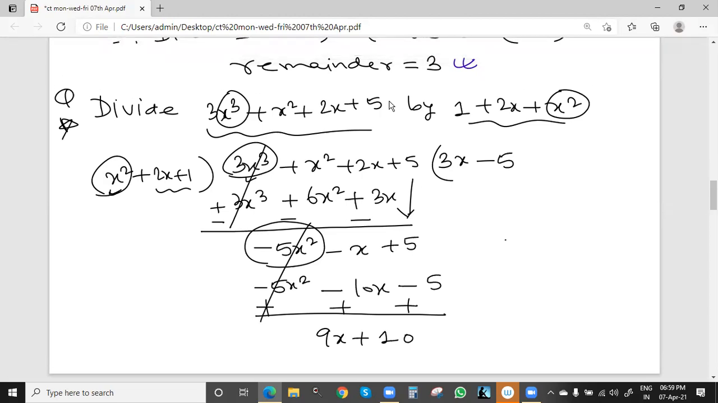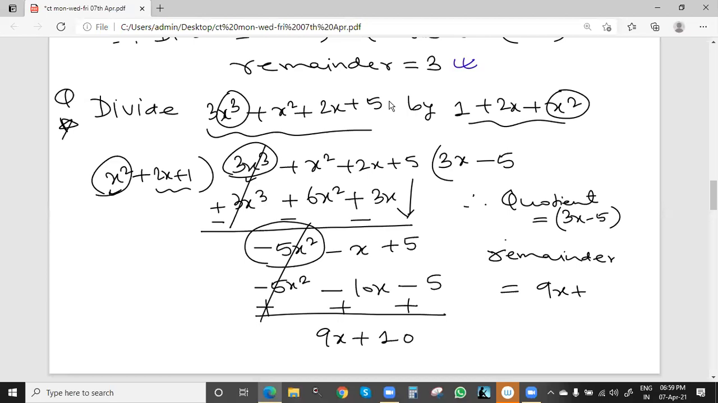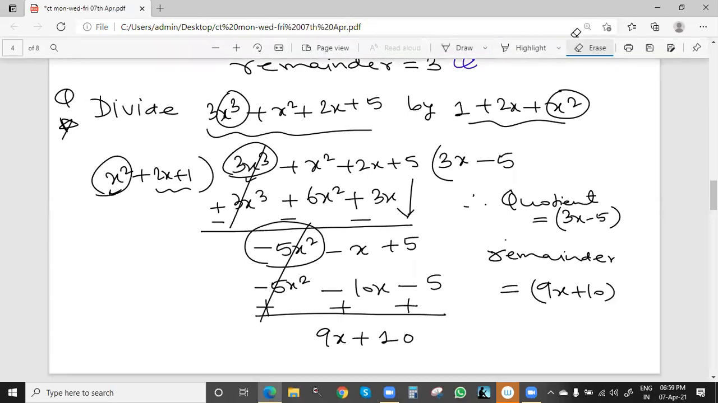Right, correct. So here we can see the quotient will be the same, 3x minus 5. This is a polynomial of degree 1, and the remainder is 9x plus 10, which is also a linear polynomial of degree 1. The divisor is the same, x square plus 2x plus 1, correct.